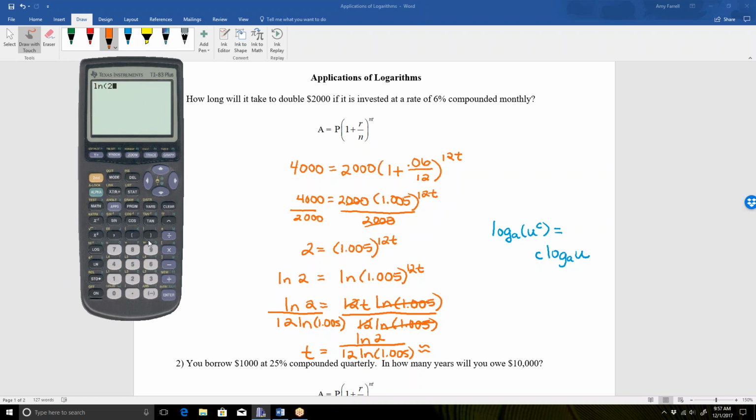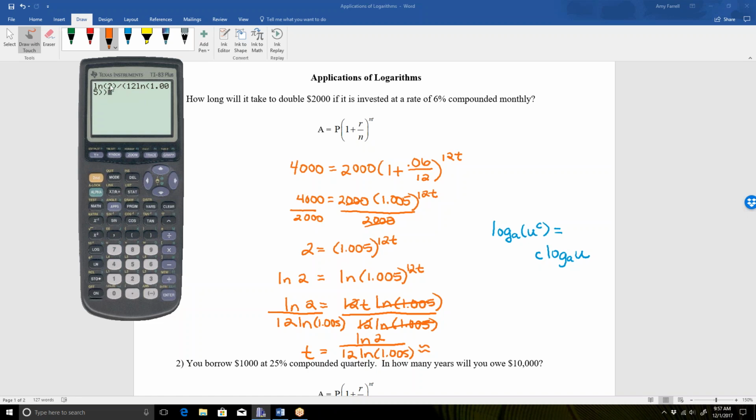So the natural log of 2 divided by, and then I do need to put the denominator in parentheses. Otherwise, my calculator is going to do order of operations. It's not going to give me the correct answer. So I am going to put the denominator all in parentheses here. Now, if you have a fraction button on your calculator, go ahead and use that. That's great if you have a fraction button.